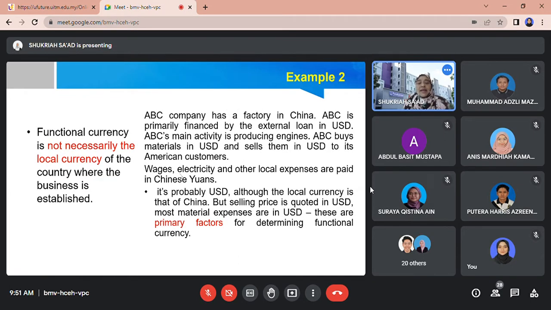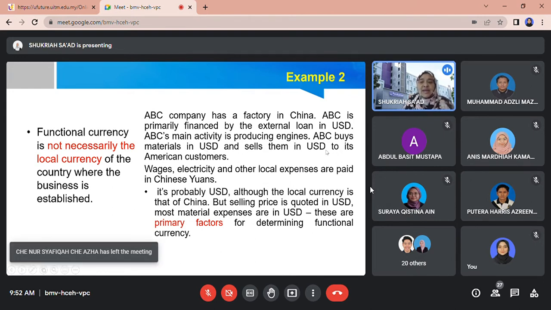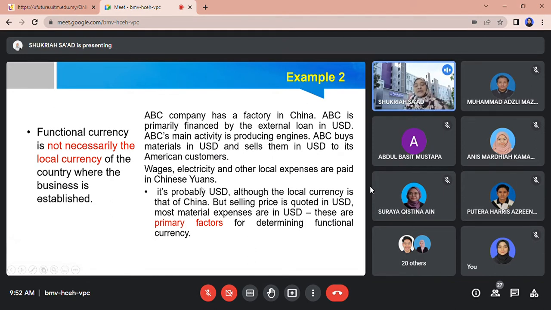Next, example 2. Functional currency is not necessarily the local currency. Dia kata kat sini, the functional currency dia tak sama dengan dia punya local currency. Tak semestinya sama. Contoh kat sini bagi company located in China, dia ada transaction dengan US. So loan pun dia gathered from external loan in US dollar. And then buying dia gunakan US dollar juga, and then wages and electricity menggunakan yuan punya, China punya currency which is yuan. Banyak currency yang involved kat sini.